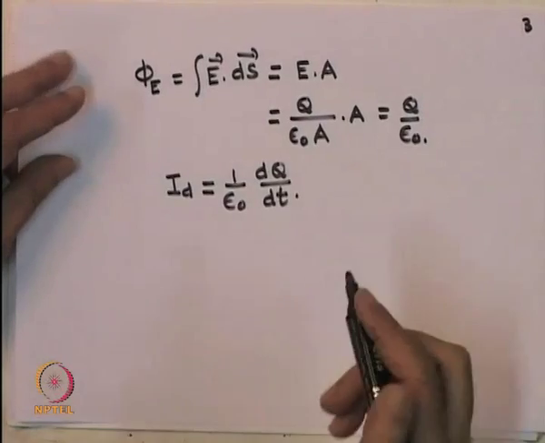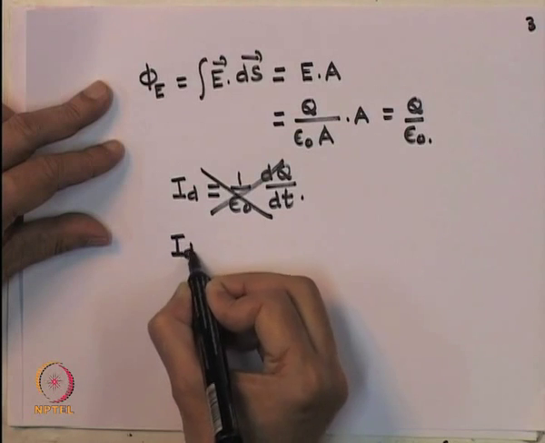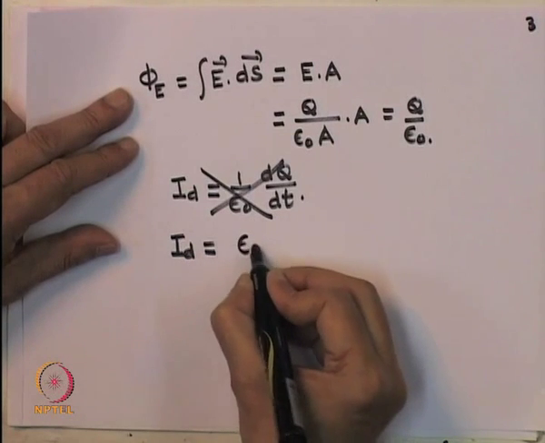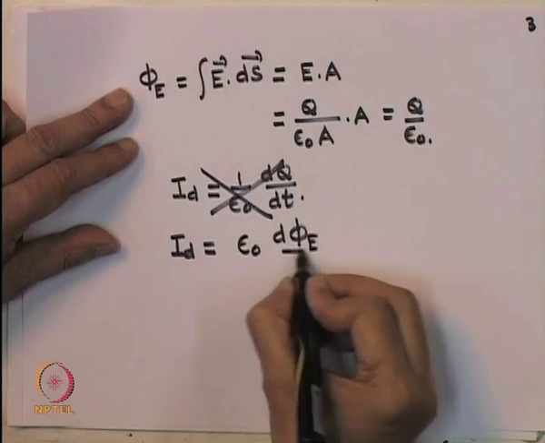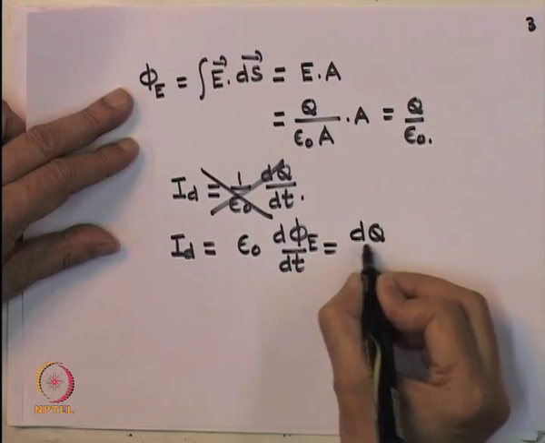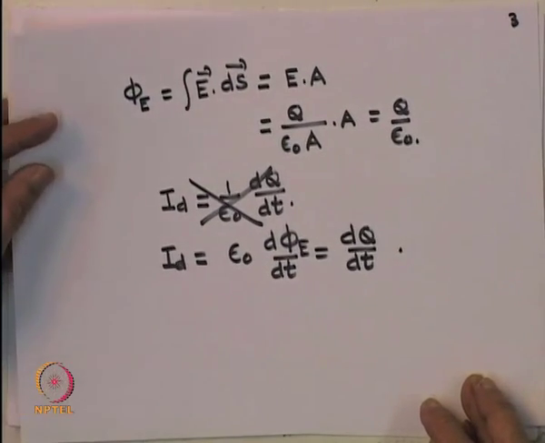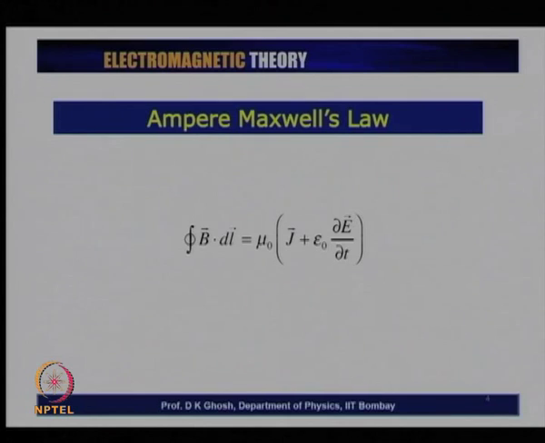So, the displacement current is actually epsilon 0 d phi by dt. So, that takes care of this 1 over epsilon 0 there, and I am left with dQ by dt. So, this is what we have been calling the displacement current. So, in the region between the capacitor plates, the electric flux changes with time, and this has the same effect.